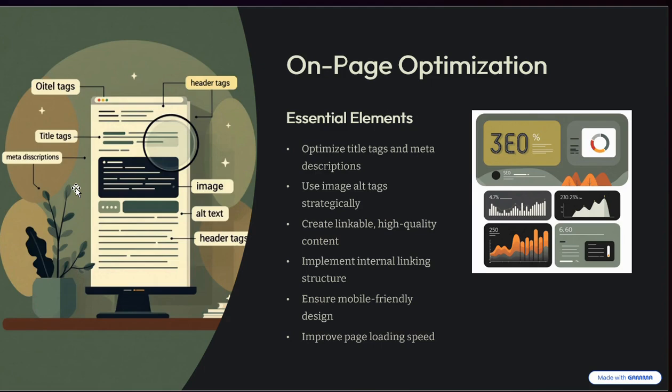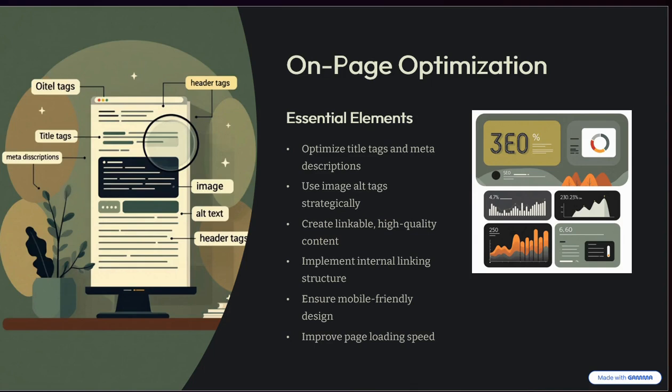We have to make sure that our site is mobile friendly because, according to past data, over 60% of searches happen on mobile devices. Finally, we can improve our page loading speed by compressing the large images and by using Google PageSpeed Insights. All this can help to optimize our on-page and get better search results.